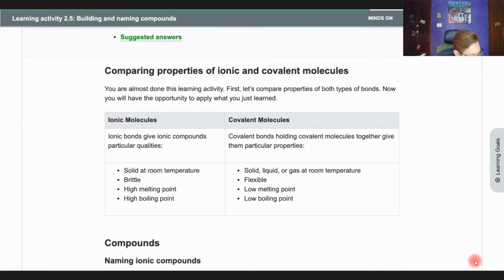Covalent bond. Holding covalent molecules together gives them particular properties: solid, liquid, or gas at room temperature, flexible, low melting point, low boiling point.